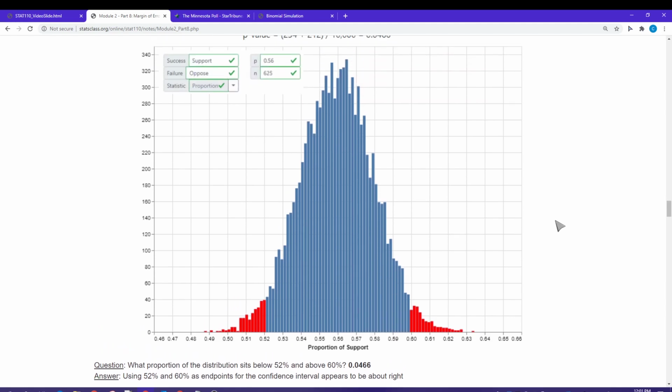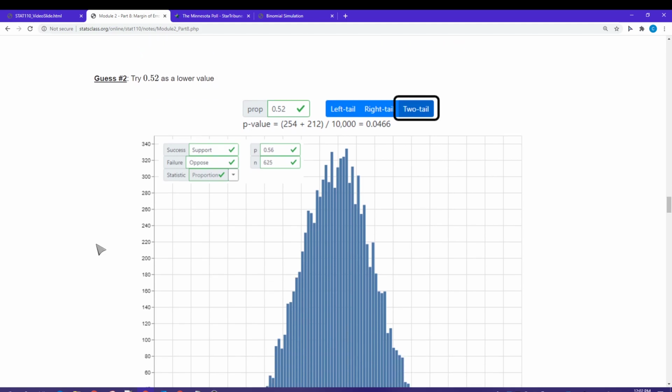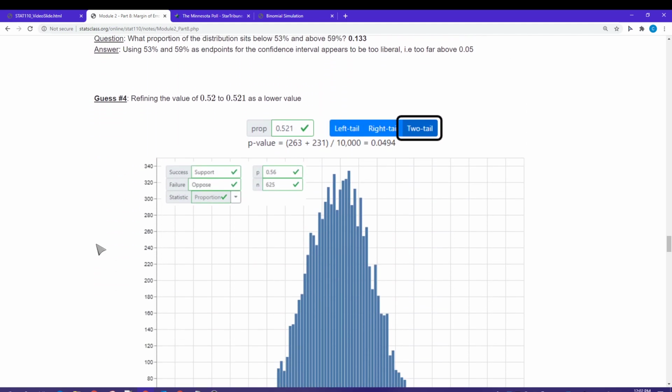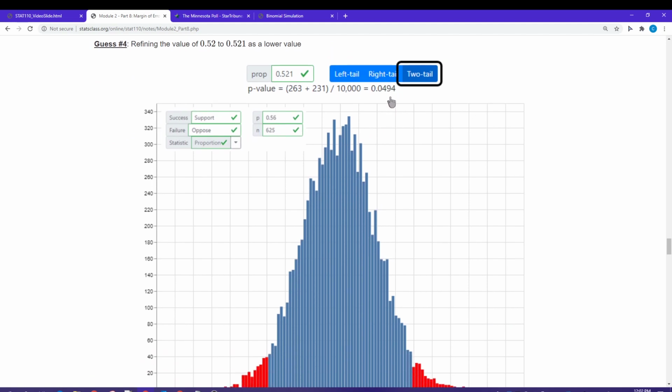Now you can work with these distributions if you want and try to get something more exact. So if I'm trying to get this 0.466 as close as I can to 0.05, maybe I should try like 0.521. So now I'm getting out to 3 decimal places, but I can do that. I can play around with the app and try 0.521 in here. And sure enough, when I do that, I get a cutoff value very close to 5% here.